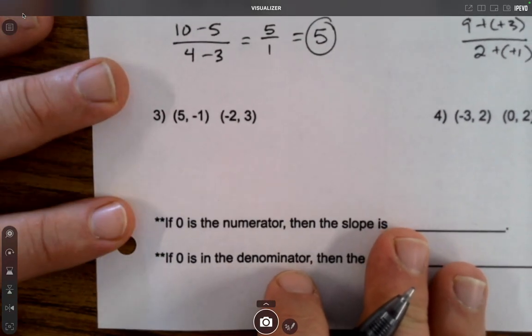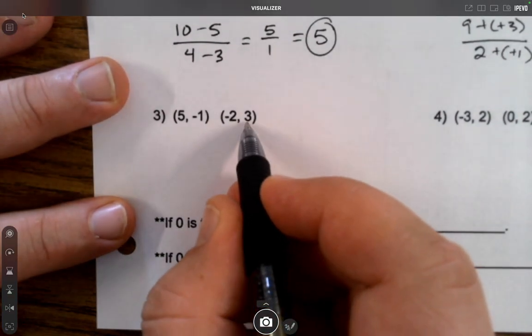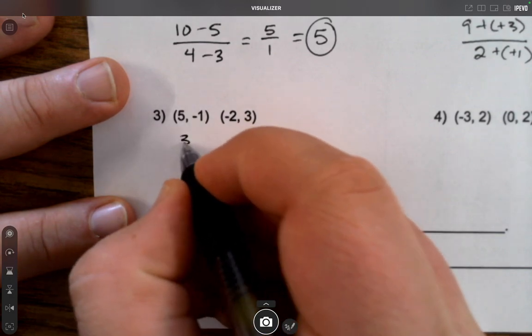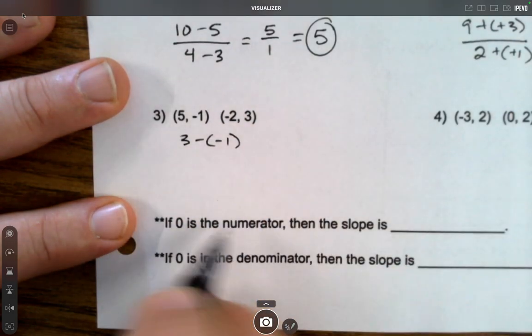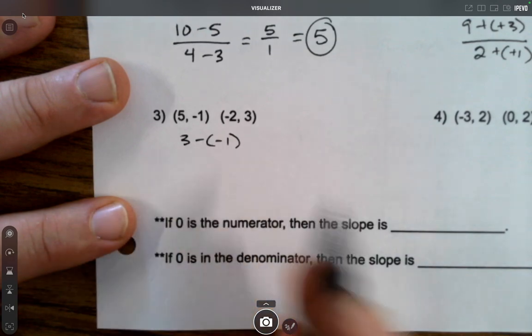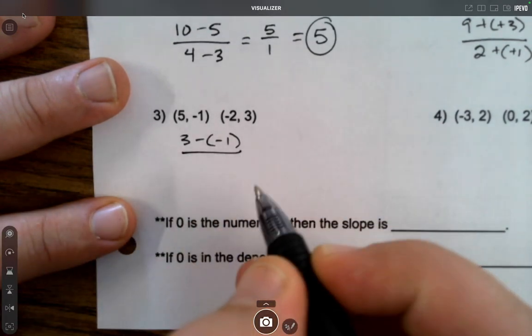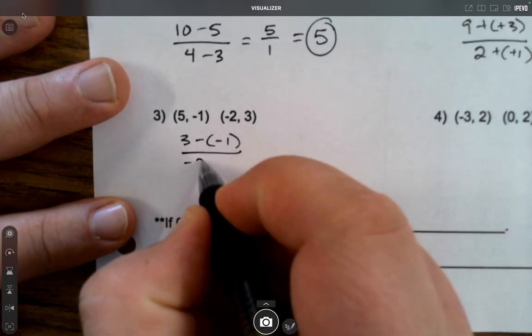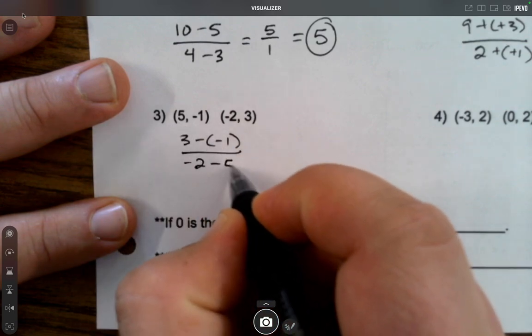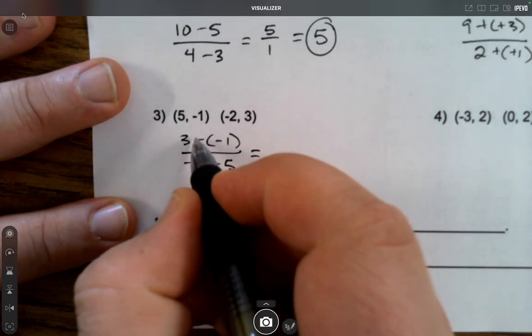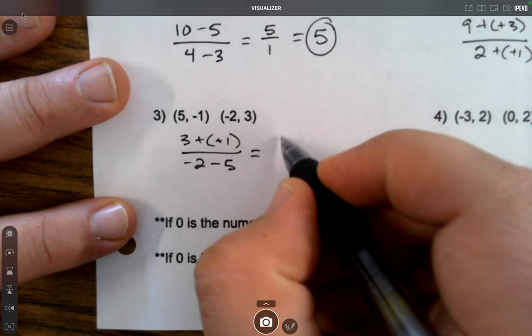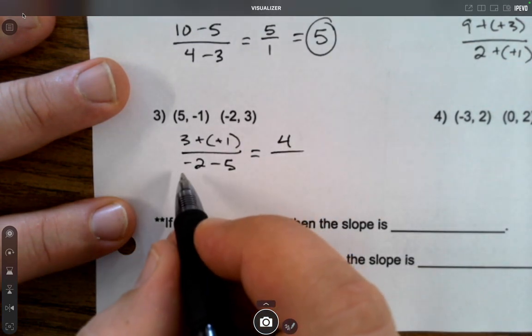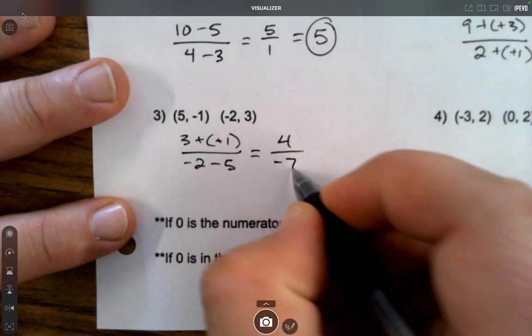Okay, so number 3, we'll follow the same pattern. y2 minus y1, 3 minus negative 1. And if you'd rather write that as 3 plus 1 to start with, if you can see that ahead of time, that's fine. Negative 2 minus 5. So this changes to plus. 3 plus 1 is 4. Negative 2 minus 5 is negative 7.